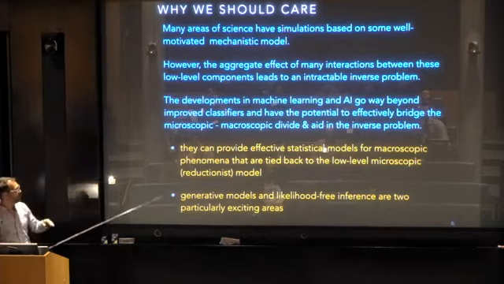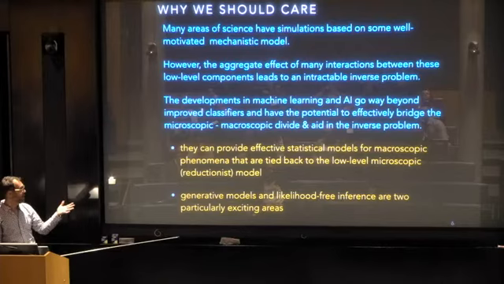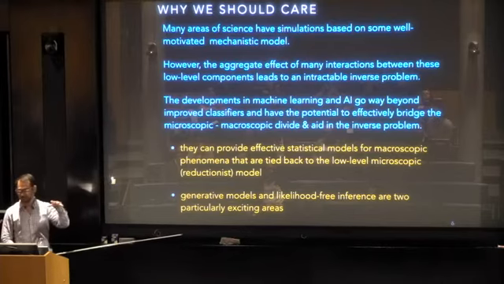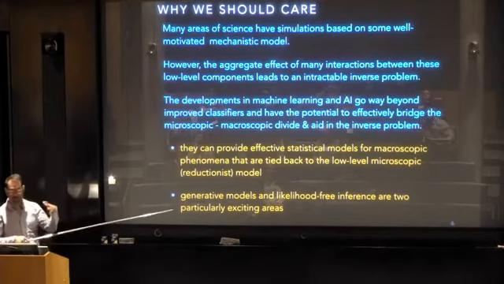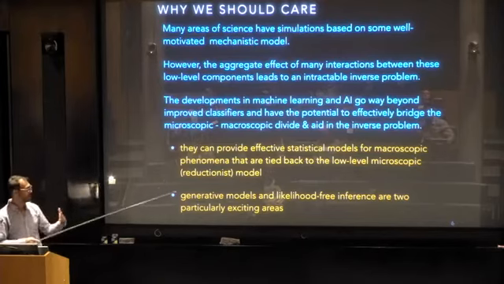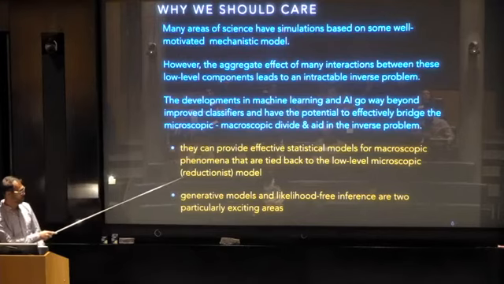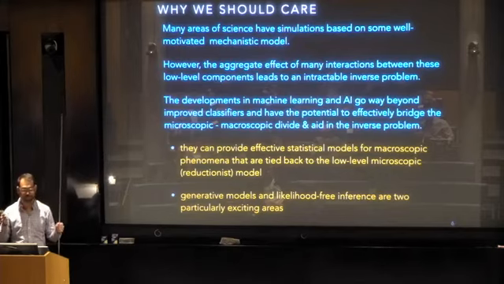And what you can try to do is connect the microscopic and macroscopic divide, where you're coming up with an effective statistical model for the data, which maybe only has the relevant degrees of freedom. So it's some kind of macroscopic emergent phenomena that you're modeling, but it's tied back to the parameters that describe the low-level mechanistic microscopic model.